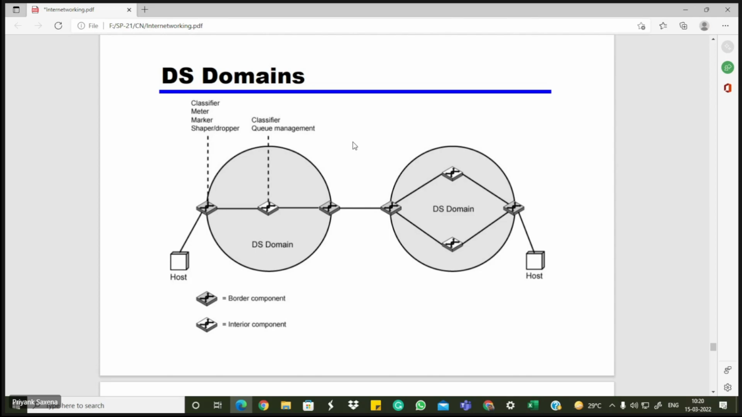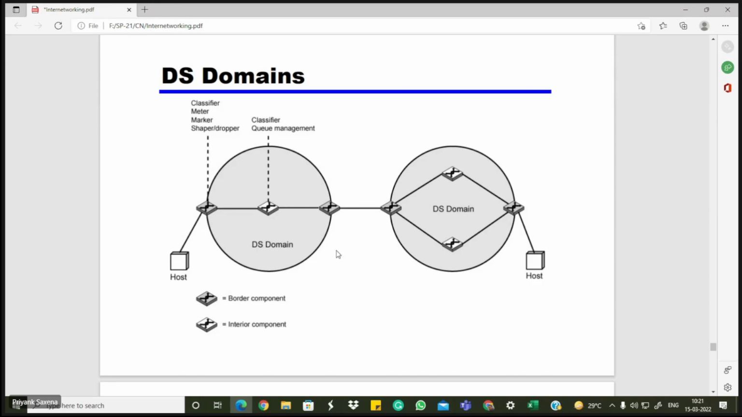And what is a DS domain? It is nothing but a contiguous portion of the internet over which a consistent set of DS policies is administered, right? So this portion of the internet is called a DS domain. DS policies are administered, and only in this particular domain will the DS services be provided, right? So generally, a DS domain is under the control of one administrative entity.